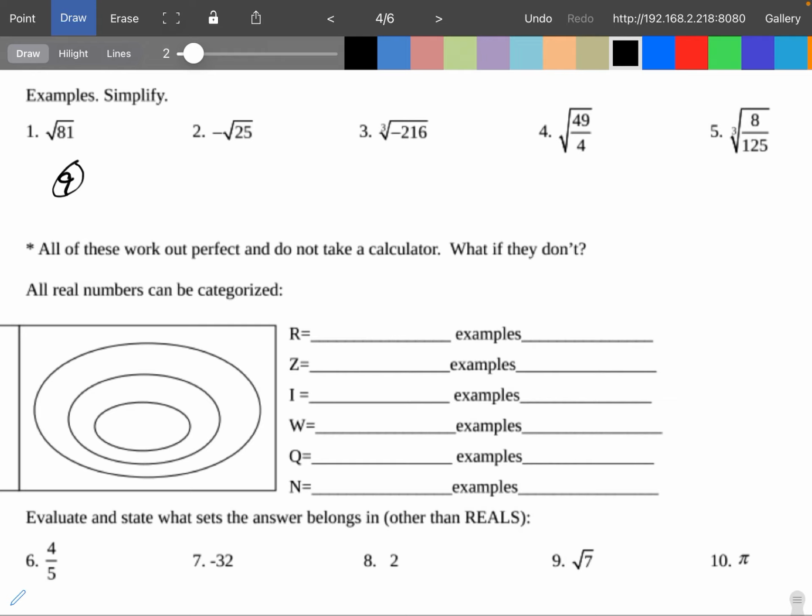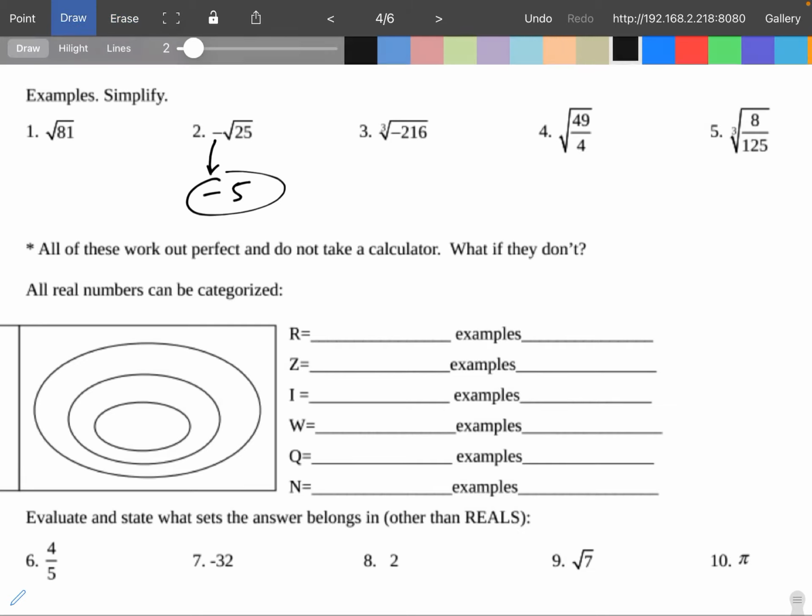Now, on the next one, when you have the negative out in front, you just bring the negative down. So it's negative, and then you do the square root of 25. 5. So it's negative 5 then. All right? Let me do this one over.